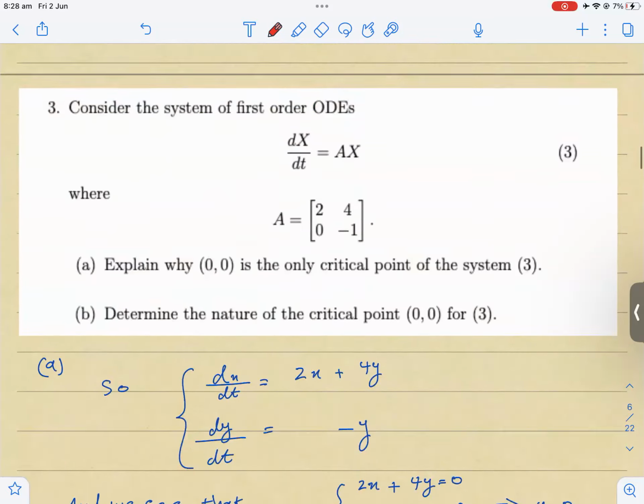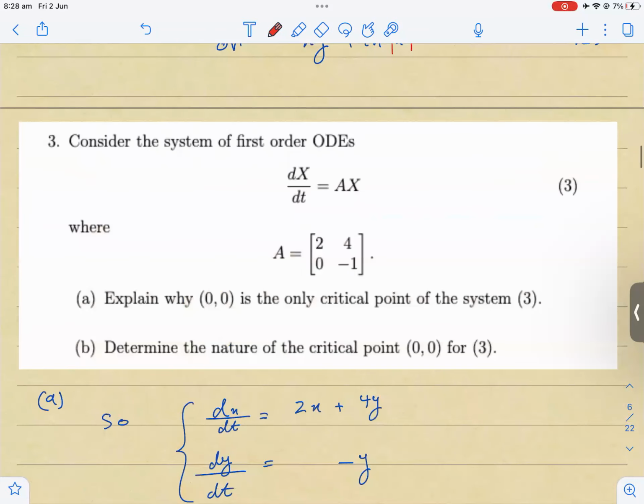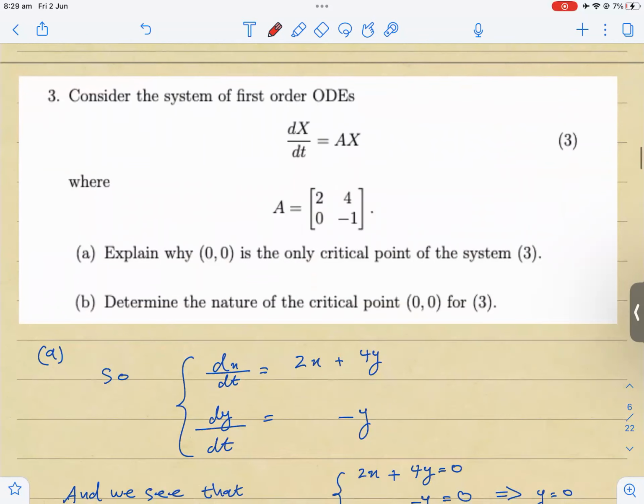Anyway, when your integrating factor is something like absolute value of x, then you are free to choose your integrating factor as just x or minus x. 3.